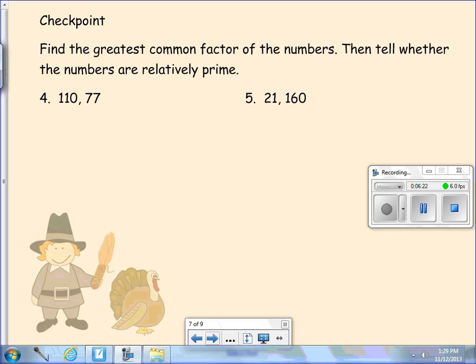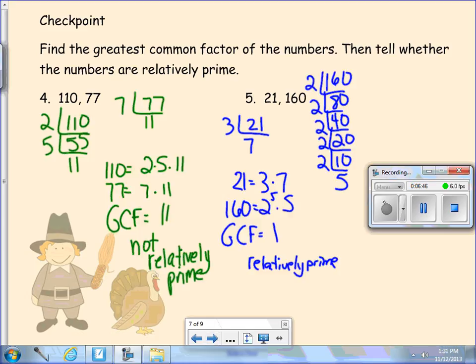This is the type of problem that you'll be seeing. Find the greatest common factor of the numbers, then tell whether the numbers are relatively prime. So you're going to do your prime factorization, find the greatest common factor. Your final step would be to say relatively prime or not relatively prime. I'm going to pause the video, let you do that work, and we'll come back and check our answers.